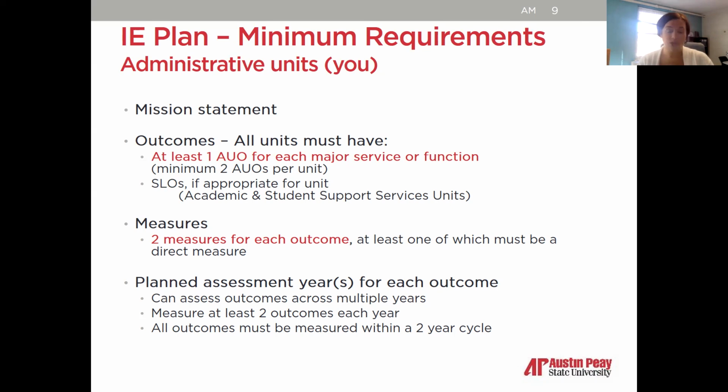So maybe it's that in 1 year, you're assessing outcomes 1 and 2, and in the second year, you assess outcomes 3 to 5. And then you sort of repeat that every 2 years. But you get to determine kind of how that works within that 2-year cycle.